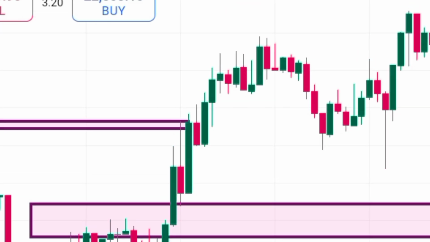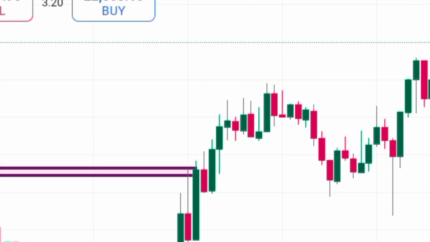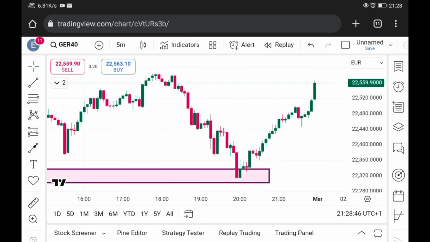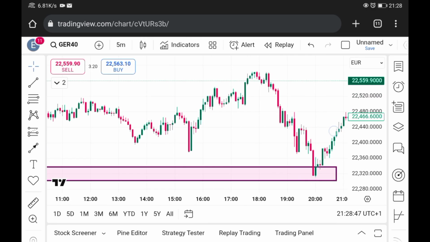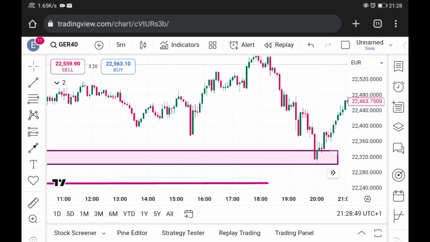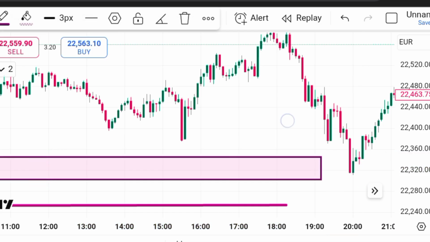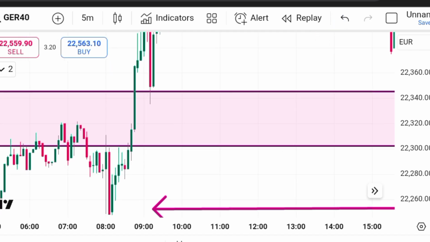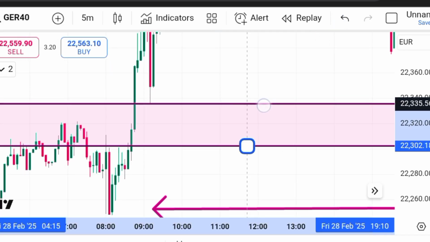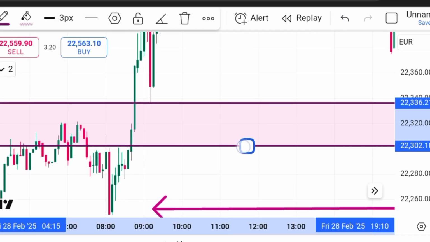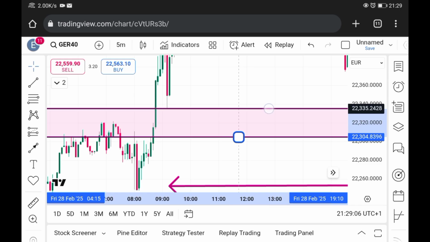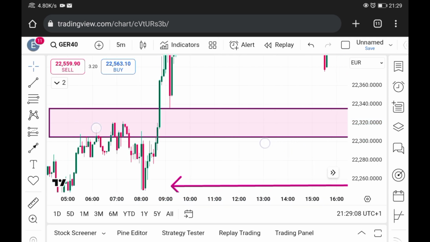So scale back to your M5. Now we are on our M5. On our M5, we are still going to trace our imbalance. We have this imbalance right here. So let us scale to our 1 minute.